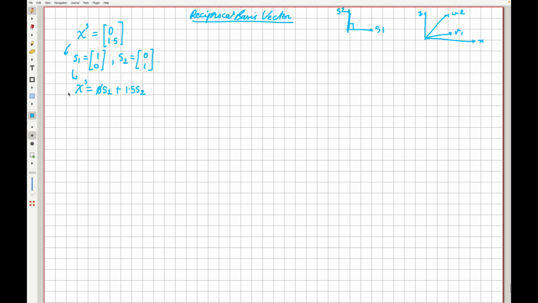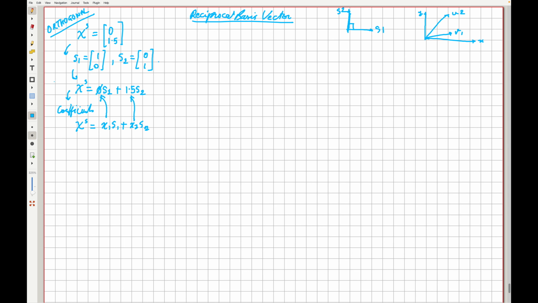And so here what we are essentially saying is that the coefficients of the equation, if you remember, the equation we would write would be something like this: x1 s1 plus x2 s2. So the coefficients x1 and x2 are simply these. So x1 is 0, x2 is 1.5, and that works pretty well if we know that the basis vectors are orthogonal to each other.